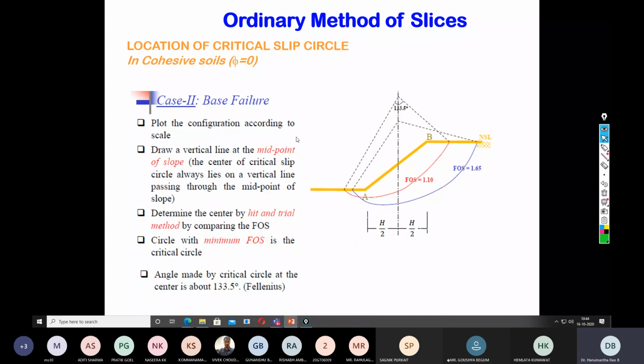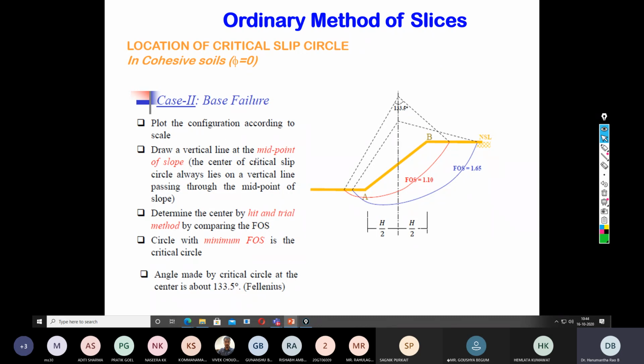So in case of base failure, because in the previous case we have seen the toe failure, we can follow this one. You have to assume that the center of the circle is acting at h by 2 between the A and B distances, where h is the total height of the embankment. So identify a distance of h by 2 and h by 2 between A and B. Plot the configuration according to the scale.